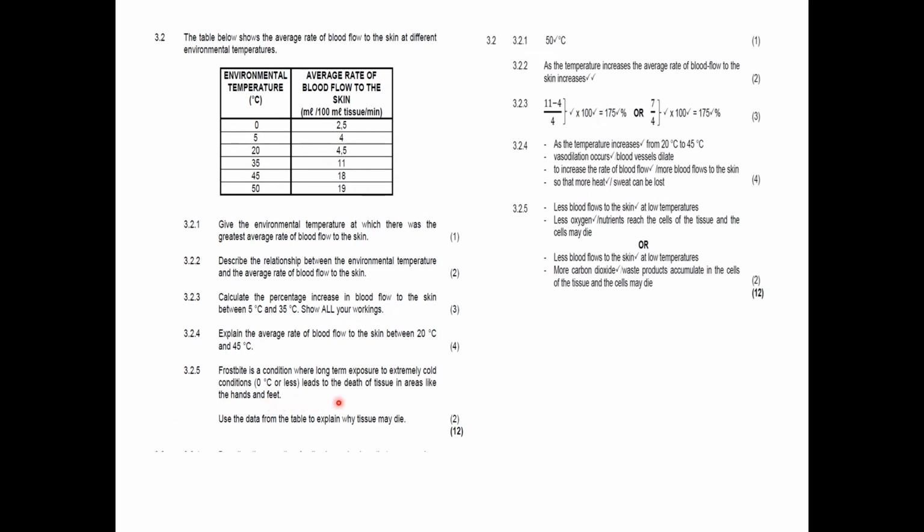3.2.5. Frostbite is a condition where long-term exposure to extremely cold conditions leads to death in areas like the hands and the feet. Now, cold conditions is 0 degrees or less. Use data from the table to explain why tissue might die.